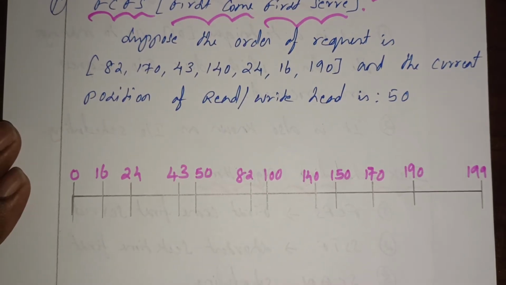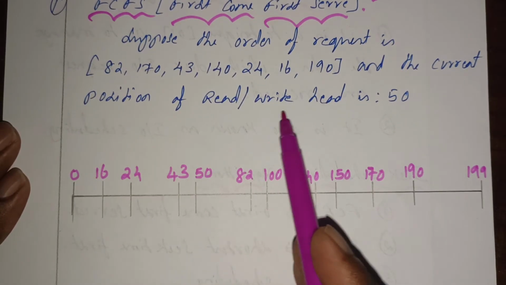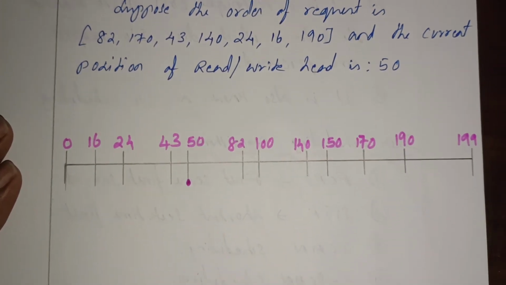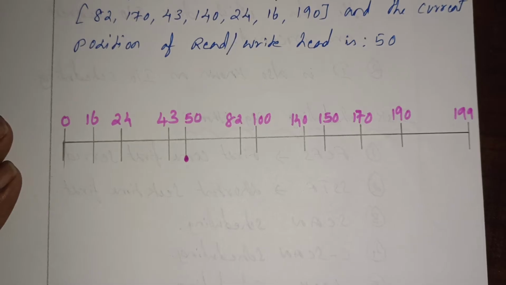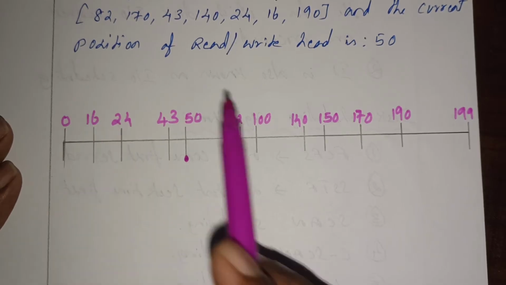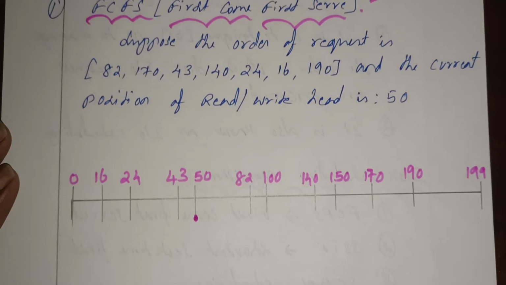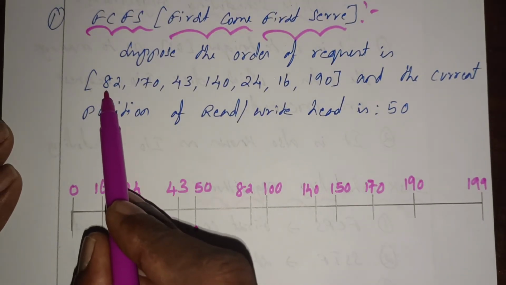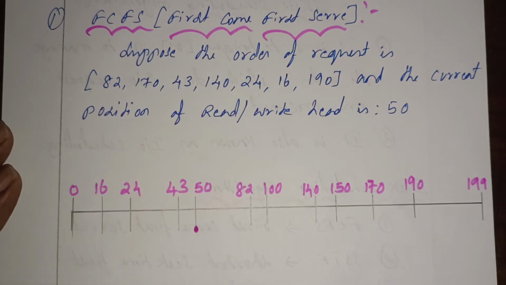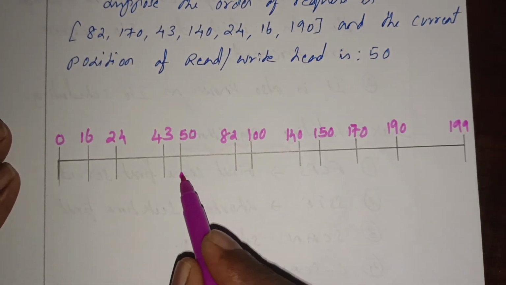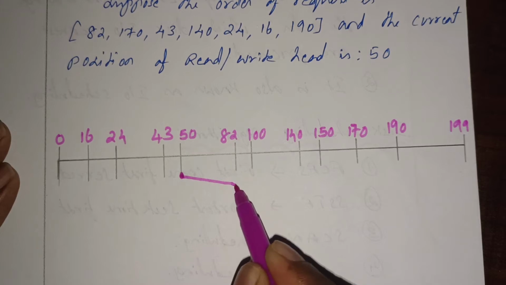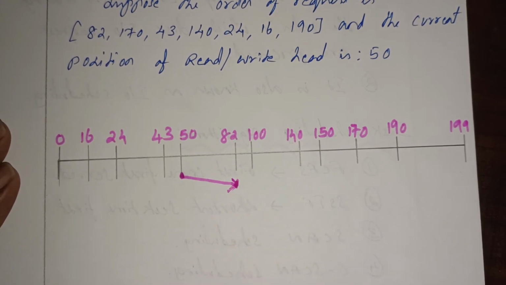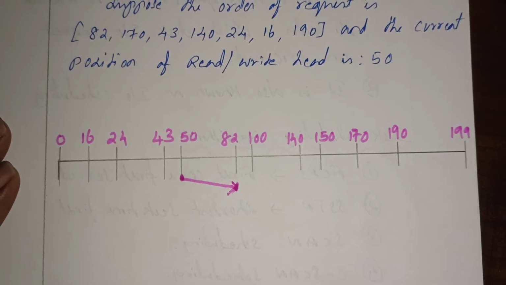Okay, so let's start. Now see, the position of the read and write head is at 50. Now this algorithm serves the request which comes first, first. Here you can check that the first request is 82. So now the head will move to the right and it will be placed exactly at 82. I will mark an arrow so that you will understand where it stops, exactly at 82.